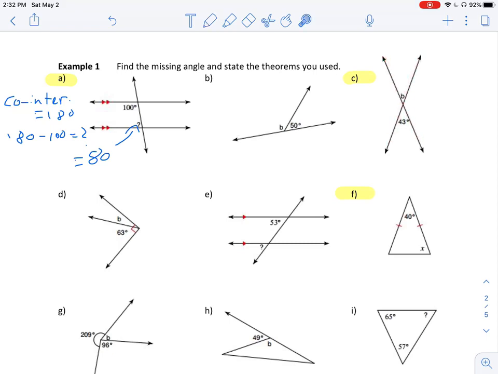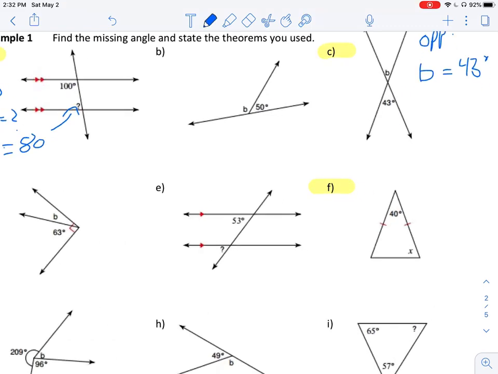Example C, we have lines that cross and intersect, and we know we have opposite angles here. So based on our opposite angle, B is equal to 43 degrees. We don't even have to do any math. We can just state that according to the rule, since these are opposite angles, they are in fact the same.